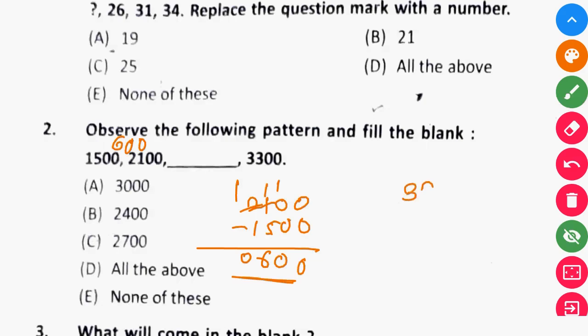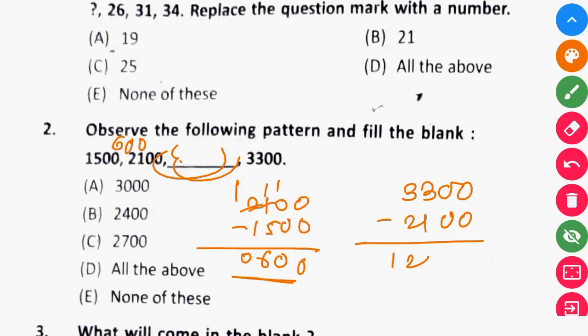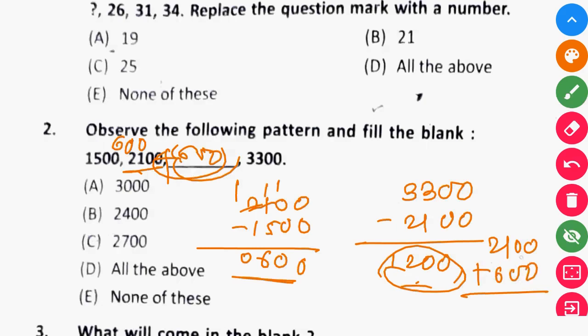Now is the difference of 3300 and 2100 in the same way? Because we have to find the missing number, so it must be a difference of 1200. If it is so, then the missing number you will get by adding 600 to the 2100. So you just add 2100 plus 600 and find your number. 6 plus 1, 7, 2700 is the answer.